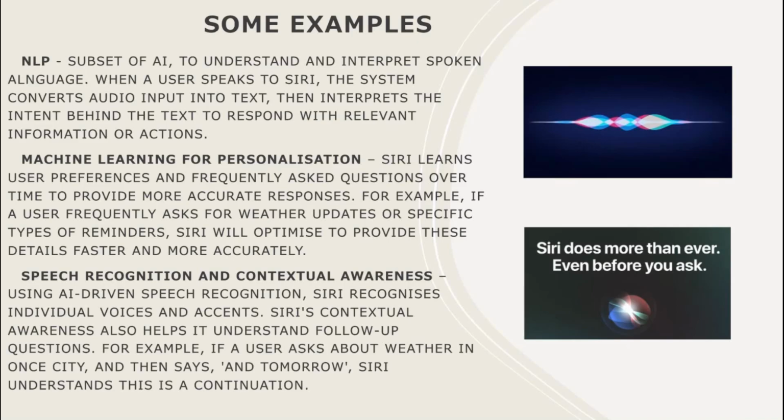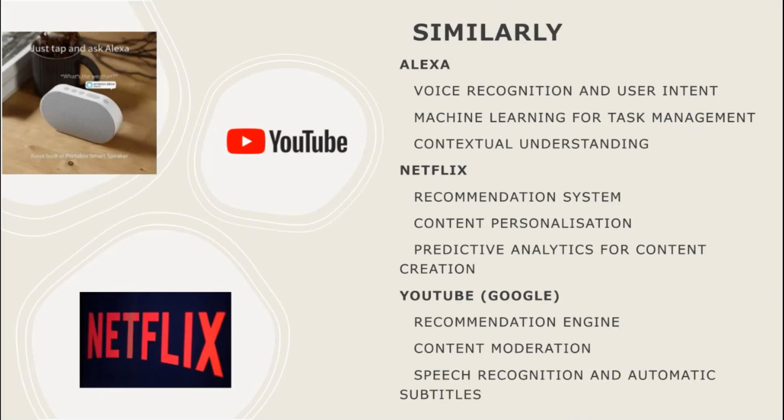And there is machine learning for personalization, speech recognition, and contextual awareness. For example, if a user asks about weather in one city and then says, "and tomorrow," Siri will already have an answer to that because the system has processed intent. And that's really important. There are other examples of that as well. For example, Alexa: voice recognition, user intent, machine learning, contextual understanding. Same with Netflix and same with YouTube.